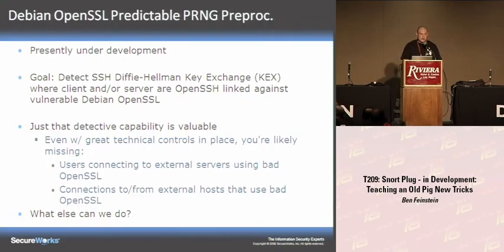In the near future, I hope to release code that's going to take this to the next step and be a normalization preprocessor that's going to decode the whole stream. But it's not ready yet at this time. So this will be able to detect users connecting to external servers that are using the bad SSL, and connections coming in from the outside that have a bad unpatched Debian SSL.